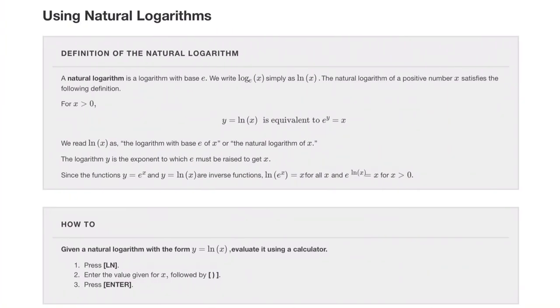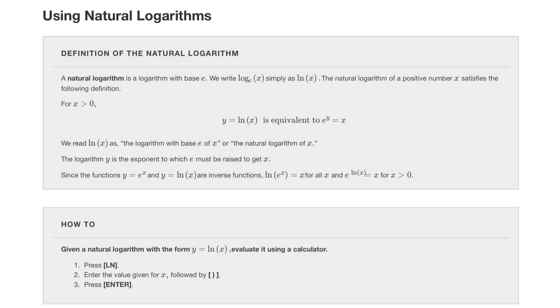So a natural log is a log with base e. Rewrite log base e of x, we write it as ln of x. The natural log of a positive number x satisfies the following definition. For a positive x, y equals the natural log of x is equivalent to e to the power of y equals x. We'd read ln of x as the logarithm with base e of x or the natural logarithm of x. The logarithm y is the exponent to which e must be raised to get x.